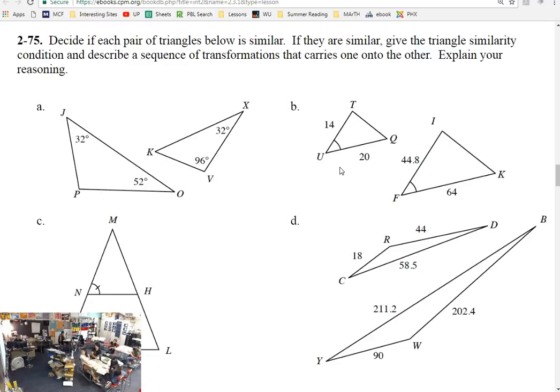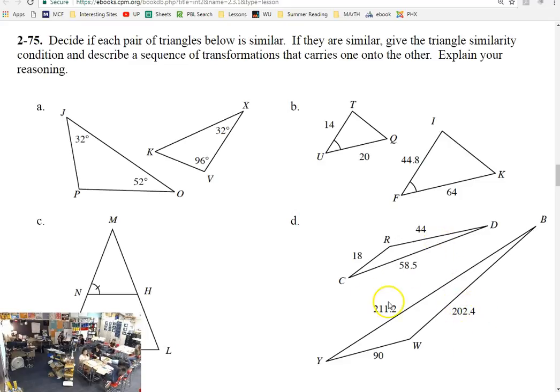They're not similar. How do you figure? Sides are not proportional. If we set up smallest sides to each other, we'd have 90 divided by 18. That's 5. So 202 divided by 44? Not 5. Or you just know that 44 times 5 would be 220, which is not this.